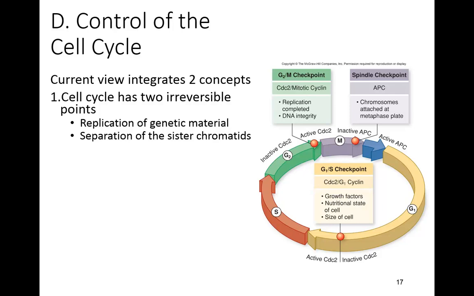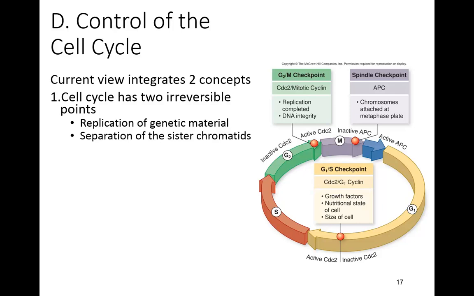Okay, so control of the cell cycle. How do these different chromosomes in different parts of the cell know what to do? It happens through a number of proteins, but there are two parts of the cell cycle that are irreversible, meaning once the cell gets to that point, it will continue on to the next point. The first one is the replication of genetic material. So once that happens, you're going to go through mitosis.